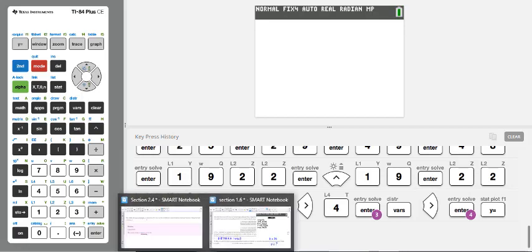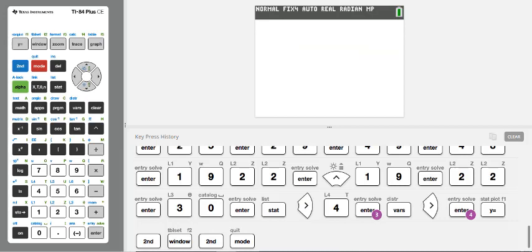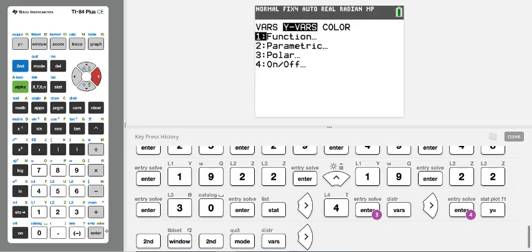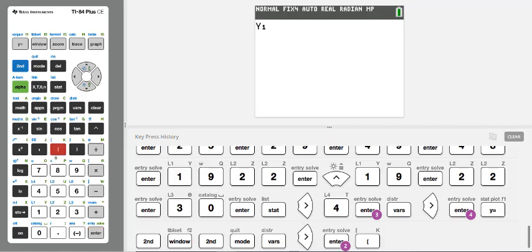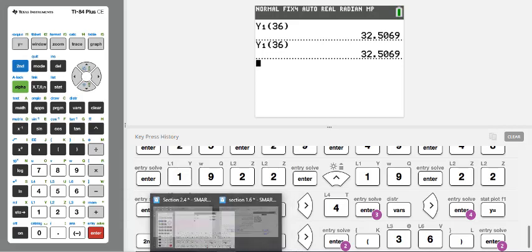So just in case, yeah, it's 36. Okay, good. If you've got the equation in Y1 and you want to evaluate something really quick without worrying about anything, press VARS, arrow, enter, put a parenthesis, 36, close parenthesis. That brings up Y1 and says, go evaluate Y1 with the input being 36. When you hit enter, you get 32.509.